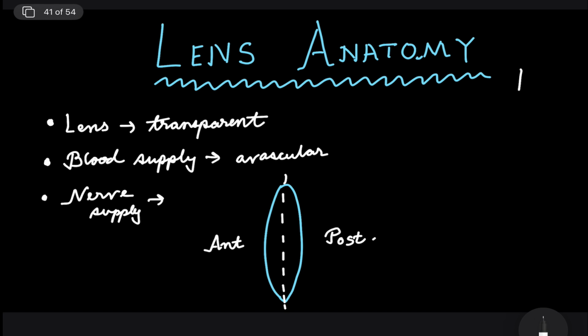But what about the lens? Does the lens have any nerve supply? No. This is where it is a little different. So no innervation as far as the lens is concerned. Done.